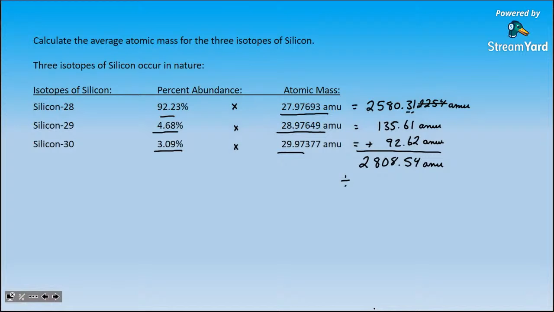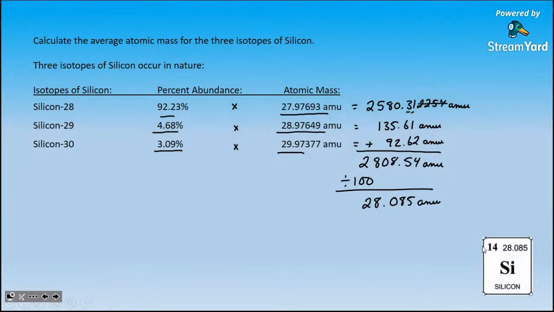AMUs. And now I'm going to divide that by 100. And when I do that, that's just moving the decimal 2 places, and I get 28.085 AMUs. Again, you could round this to 2 decimal places and call it 28.09. Most periodic tables, though, record at least to 3 decimal places. And that's where this mass of silicon comes from on the periodic table. Again, it's a weighted average of these percent abundances for each one of silicon's isotopes.